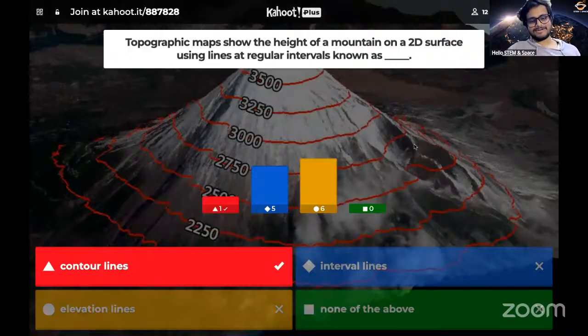And it is called contour lines. Only one person gave the correct answer. These lines are called the contour lines. If anyone remembers from the sessions that we had in the CJ, these lines are always at an equal interval, and this divides the complete mountain into equal intervals of separate heights, right? And these lines are called contour intervals. No worries. Let's see the scoreboard.